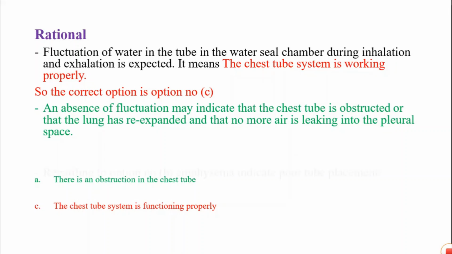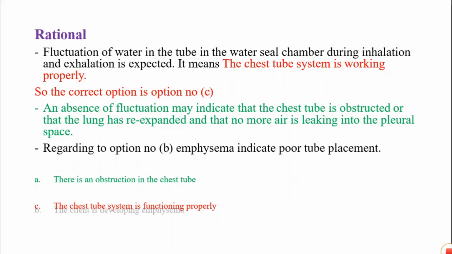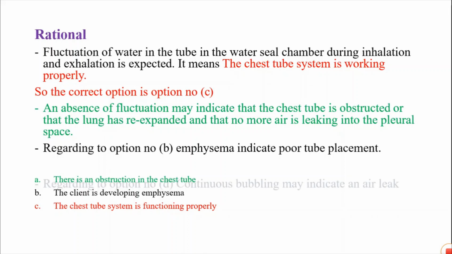Regarding option number B, the client is developing emphysema. Emphysema indicates poor tube placement, a mistake in the placement of the tube.